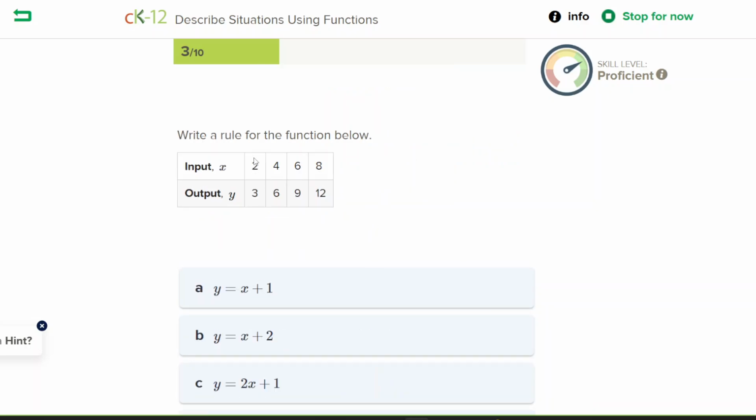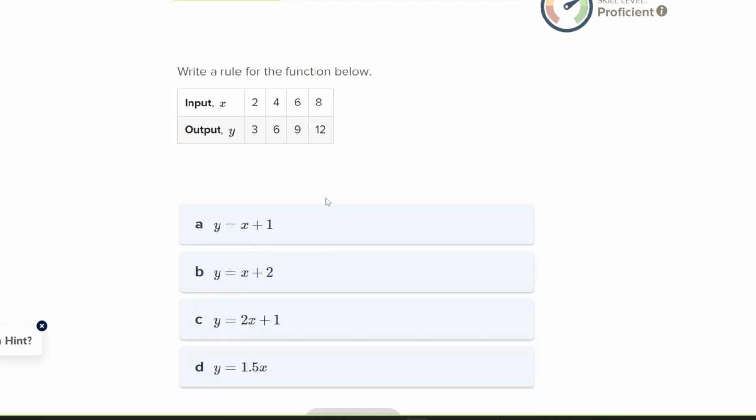All right, so once again, we're asked, just like in the first example, to write a relationship between y values and x values. Notice the input of 2 gives me an output of 3. Input of 4 gives me an output of 6. An input of 6 gives me an output of 9. And an input of 8 gives me an output of 12.